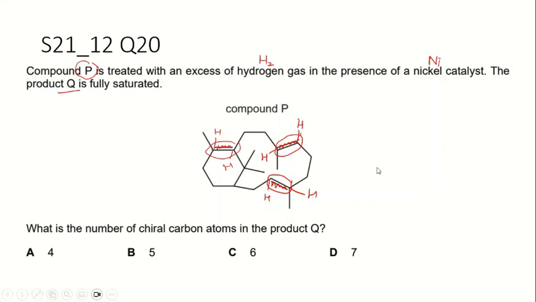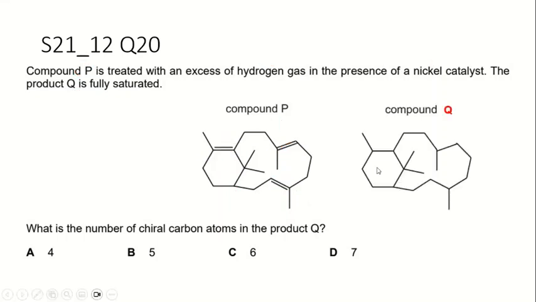So to save time, I've just copied the structure of compound P and erased the double bond to show you the structure of compound Q. So after saturation, this is what we get, and we are supposed to find the number of chiral carbon in the product Q, which is this compound. So we don't look at compound P anymore. Okay, we are looking for chiral carbon atoms in product Q. So let's look at the structure on the right hand side.